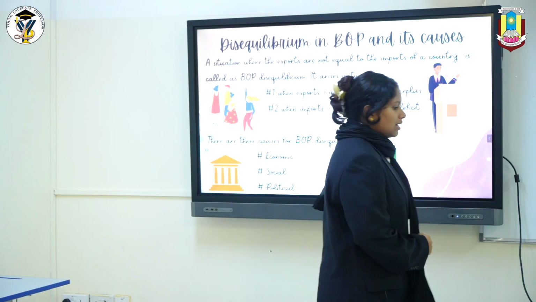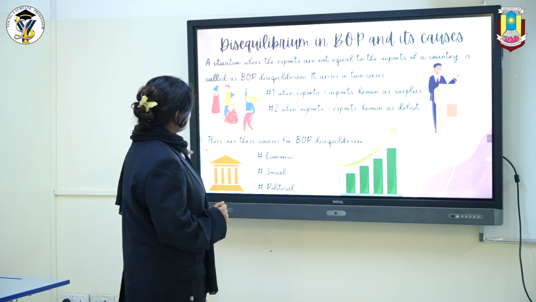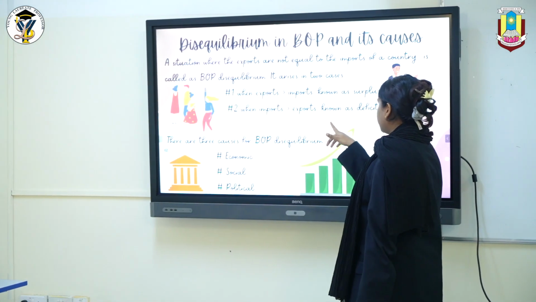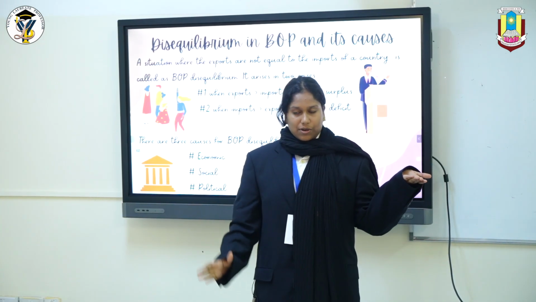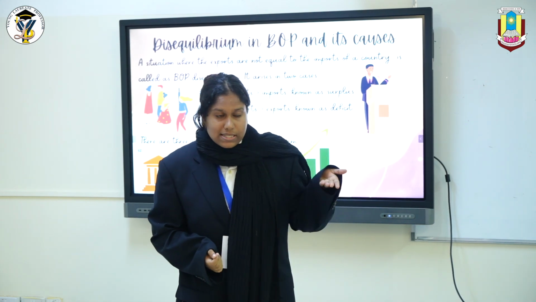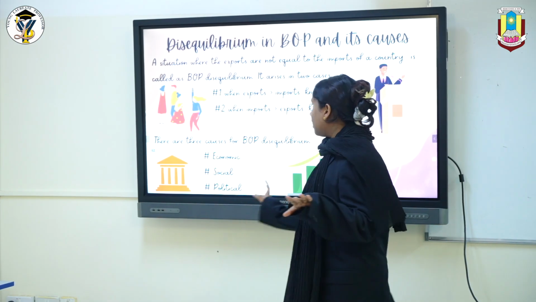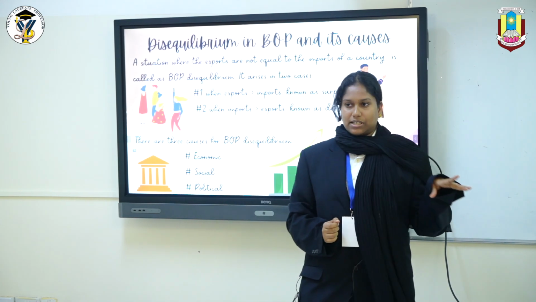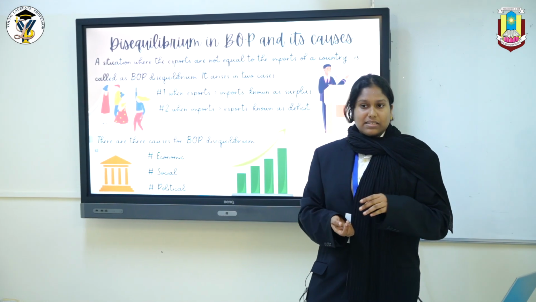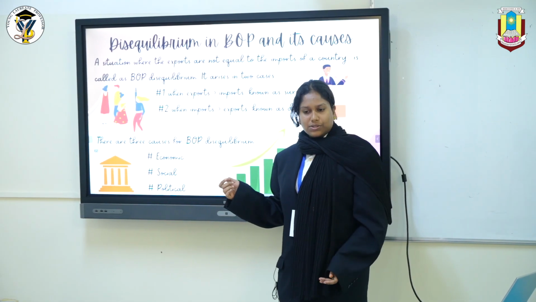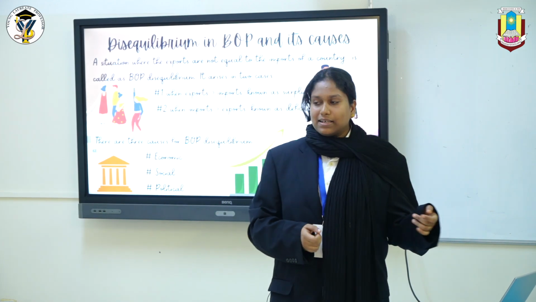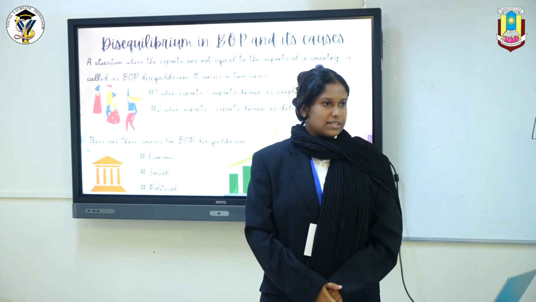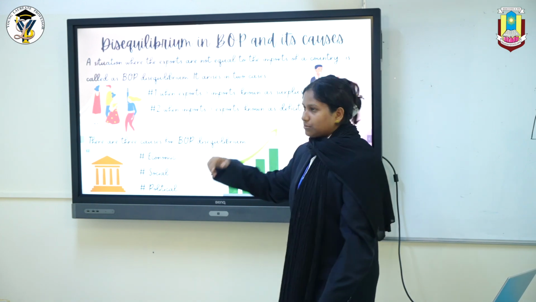Now onward to our next topic, disequilibrium in BOP and its causes. A situation where the exports are not equal to the imports. I have already told you this, and when exports are greater than imports, it is known as surplus. When our exports are more than our imports, it is called a surplus. And when our imports are more than our exports, it is called a deficit. And there are three main causes why this happens: economic causes, social causes, and political causes. Economic causes include inflation, change in demand, etc. While social causes include change in the preference of consumers, fashion, change in trends, etc. While political causes, mainly we know about political disturbances and political instability, don't we? And that will cause disequilibrium in BOP as well.